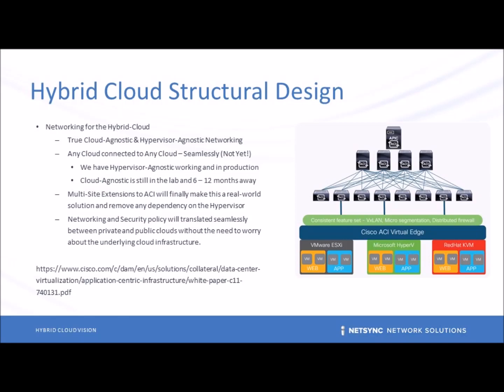That will allow us to have multiple sites, just like I've been talking about. And the network and security policy will be seamlessly translated between private and public clouds without the need to worry about the underlying cloud infrastructure. This doesn't have to be invented. It already exists. ACI is already providing this with what they call the multi-pod solution and multi-site solution. And all that Cisco is going to do is extend it into the cloud here in the next half a year or so.